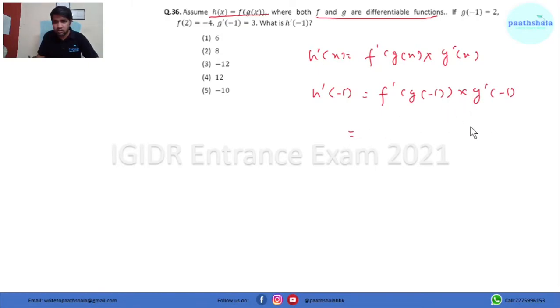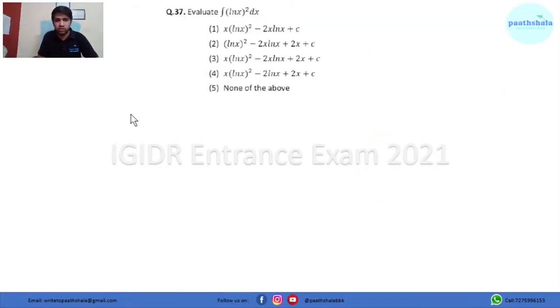Okay, so g dash minus 1 value is 3, and g of minus 1 value is 2. So this will be f dash 2. Here this should be f dash 2, otherwise this answer is not possible. Okay, so this is minus 4 into 3. So this is minus 12. So option 3 is the right option. Now let's move to the next question.